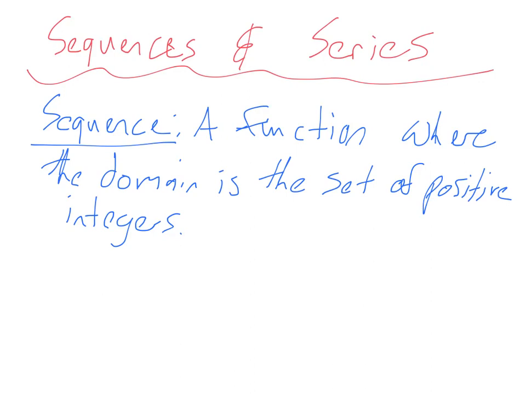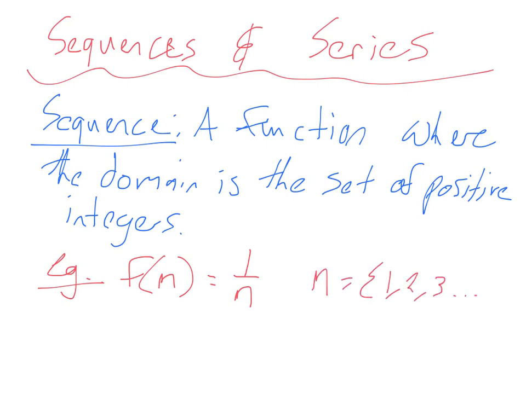So we can define sequences using function notation. We're not going to in a second here, but we could. We could say f of n. We normally use n as our independent variable when we're talking about sequences as opposed to x. It's just a notation thing. And we could say f of n is equal to 1 over n. If f of n is a sequence, then n is the set of numbers 1, 2, 3, and so on.